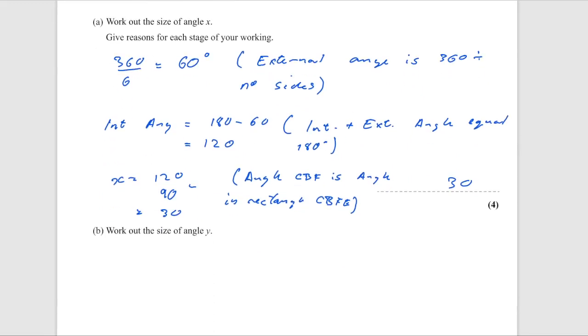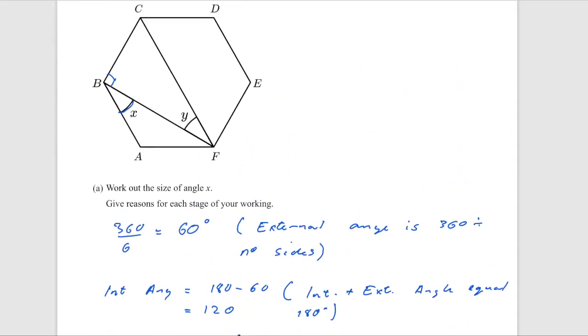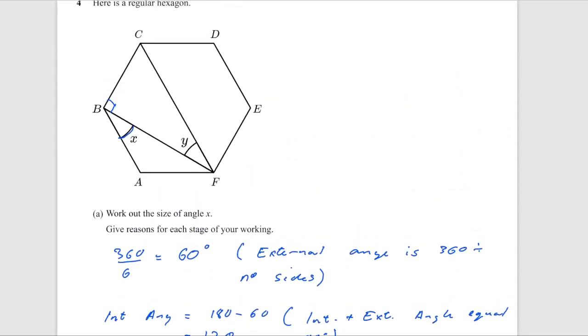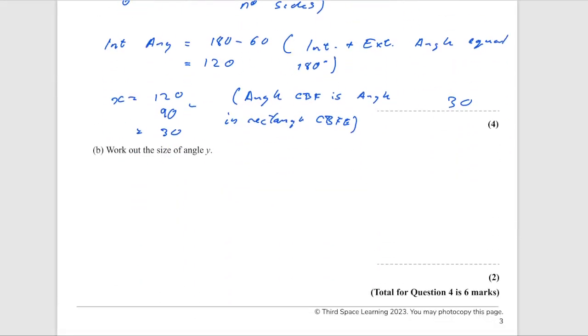Okay, work out the size of angle Y. So Y, that would be parallel, so it's going to be an alternate angle, so it would also be equal to 30 degrees. Not asked for a reason for that, but that would be an alternate angle.